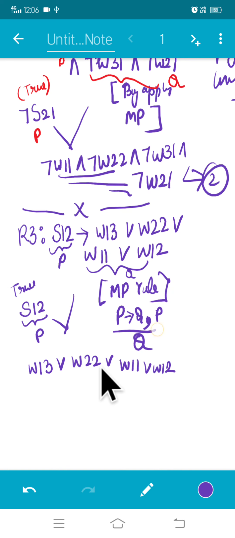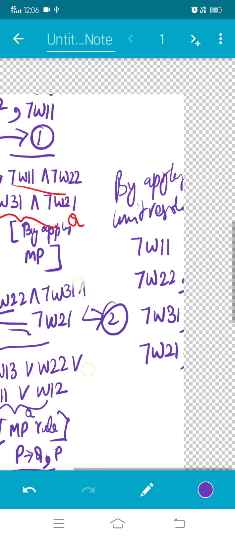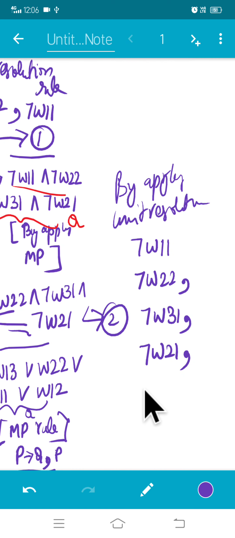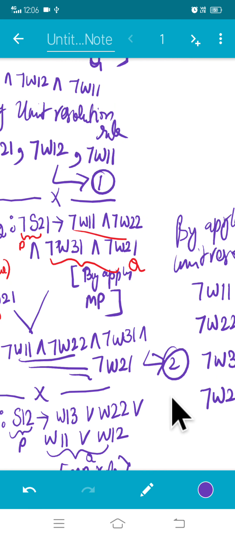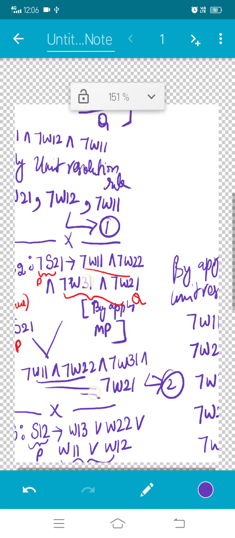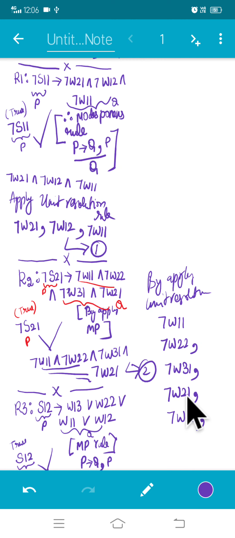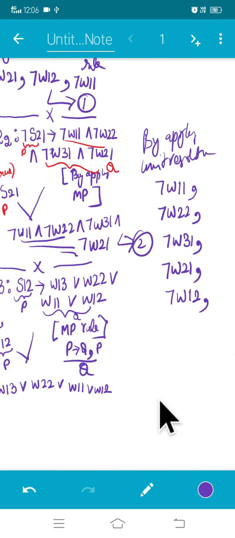So now we will apply 1 and 2 in the obtained equation. So what did we get here? 1 also I will take and write it here. What is the 1 we got here? Negation W11 already is there. Negation W12, and then negation W21 already is there. Negation W12 is there. Negation W11 is also there. So using this equation we will evaluate this one.